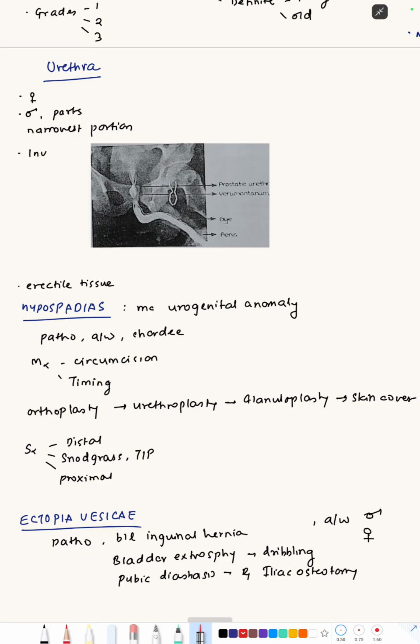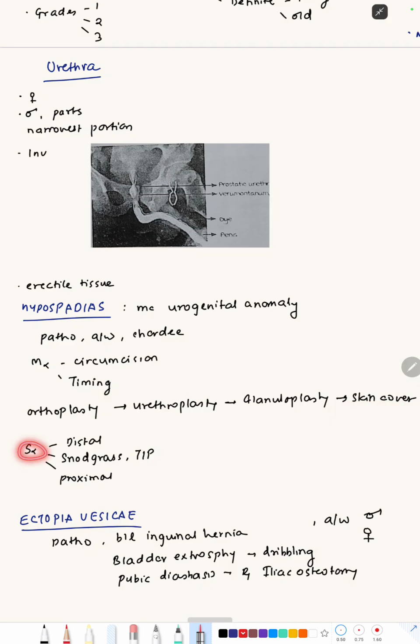Then the surgery goes through these four steps. First is the orthoplasty. Orthoplasty is where the cord is corrected. Then the urethroplasty is where the urethra is created and tubularized. Then glanuloplasty is where the glans penis is reconstructed. And fourth is the skin cover. So this is how the management of hypospadias takes place.